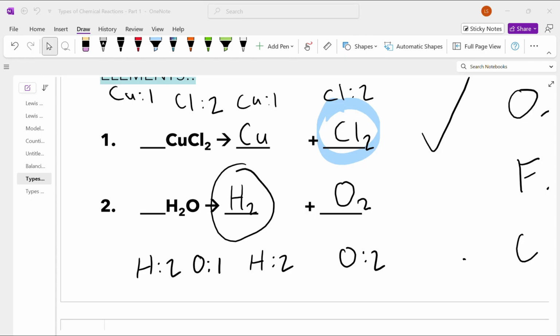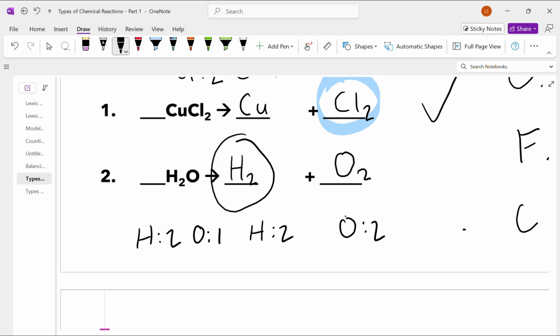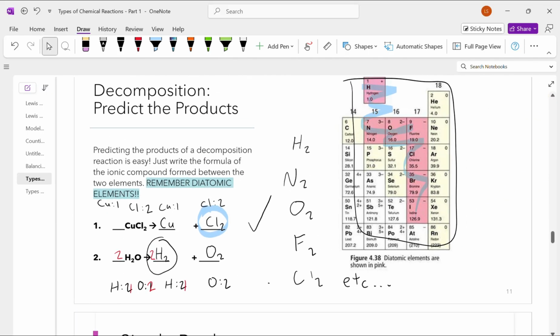We literally just add 2 to the hydrogens because, well, we need 2 oxygens, right? But the only way we can get 2 oxygens is if we add a 2 here. That way we have 2 oxygens. But now we also have 4 hydrogens. Well, how do we get to 4 hydrogens? On the right side, well, we add a 2. And now we have 4. And now this equation is balanced. 2H2O and 2H2 plus O2. Yeah, decomposition is really simple.